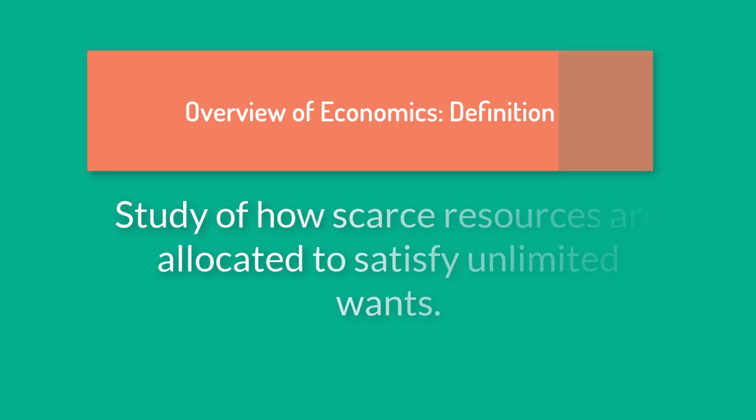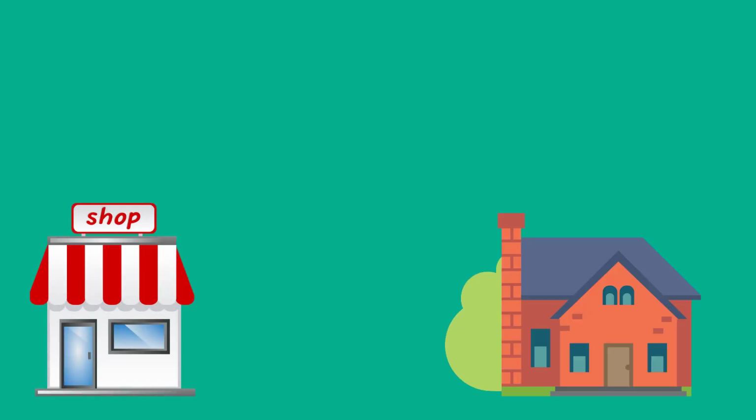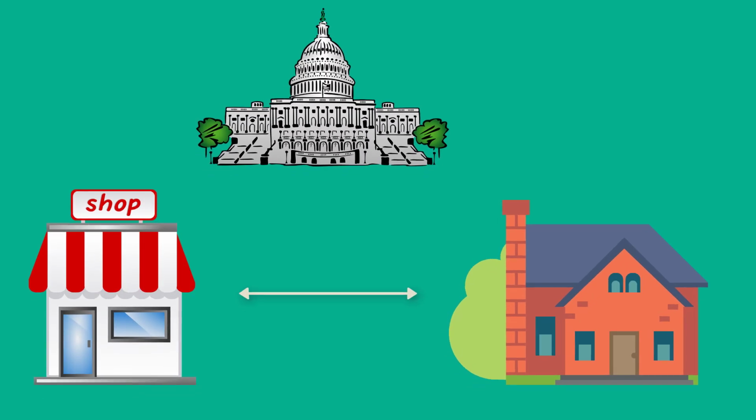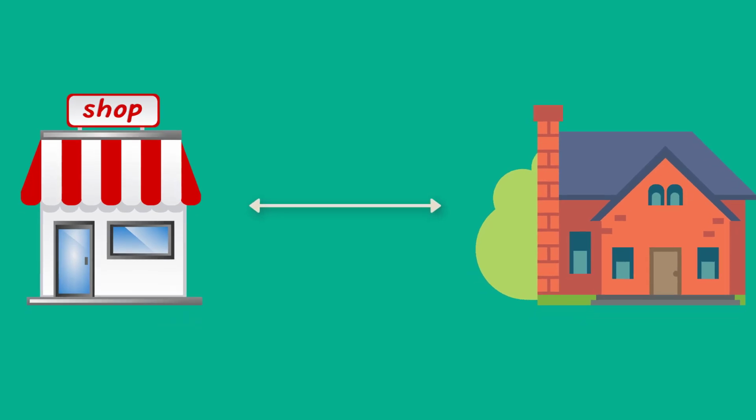What is economics? Economics is the study of how scarce resources are allocated in order to satisfy unlimited wants. There are three players in this allocation of goods and services: sellers, consumers, and the government, but we'll just focus on the interaction between sellers and consumers. Sellers, who supply goods and services, wish to maximize profit.